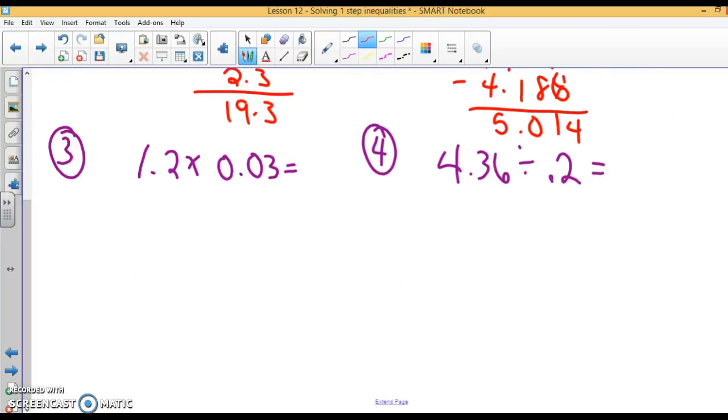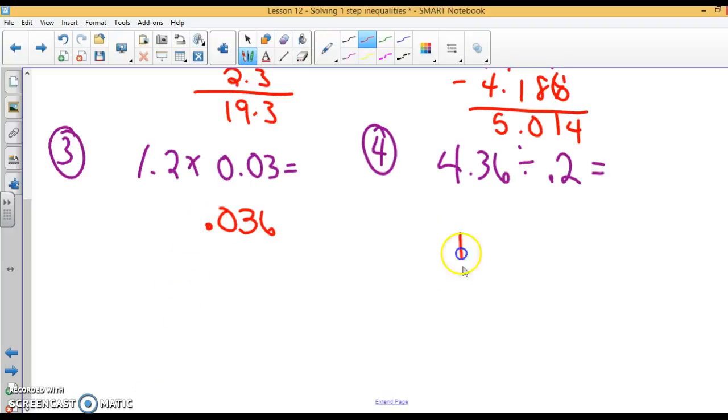All right, remember when we are multiplying decimals, forget about the decimal point. So this is 12 times 3 is 36. And then count the number of decimal places after the decimals. 1, 2, 3. So 1, 2, 3.